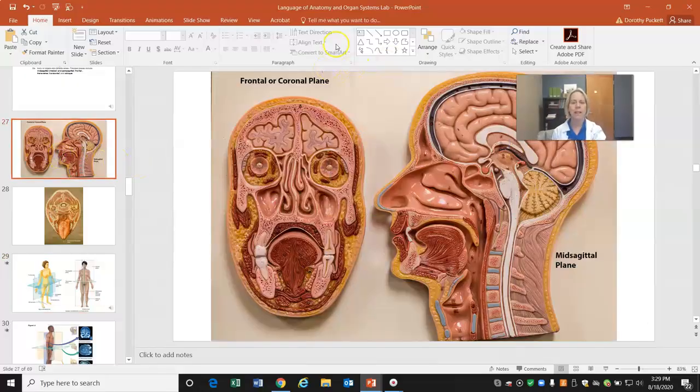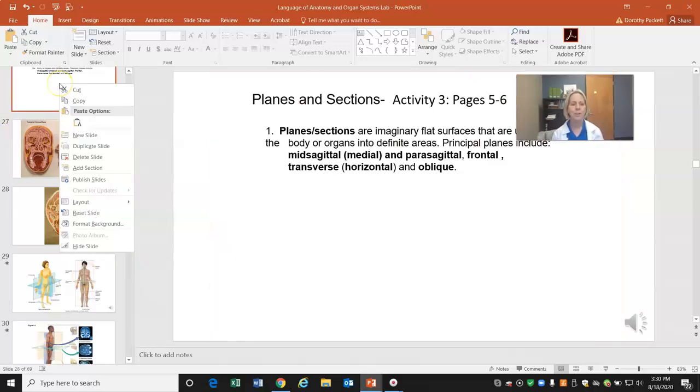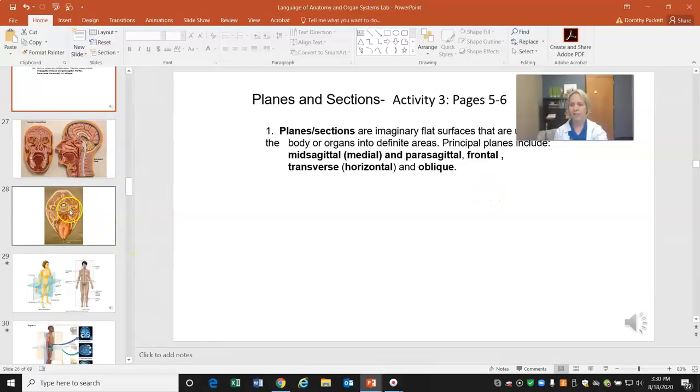So a frontal plane through the head would look something like this, where we can see the brain, and here's the skull, and this is showing the eyes and the tongue. So that is a frontal or coronal section. Another plane you want to know is mid-sagittal, and this is separating left from right exactly down the middle. Parasagittal means you're separating left from right, but it's off center. And transverse sections, also called horizontal sections, are cross sections.